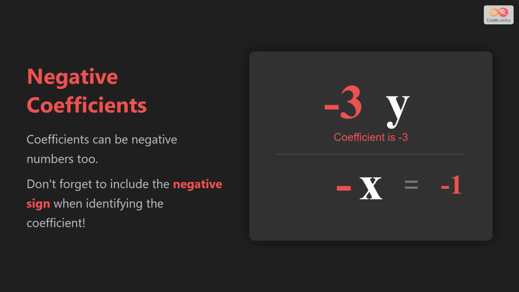Coefficients can also be negative numbers. In the term negative 3y, the number multiplying y is negative 3. And if you see a negative sign with no number, like negative x, the coefficient is negative 1.